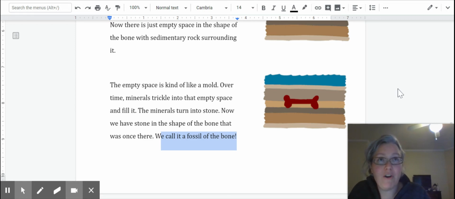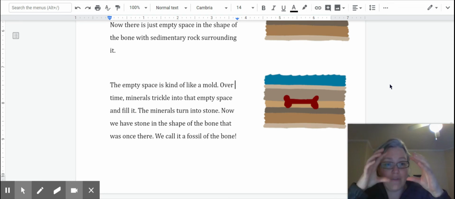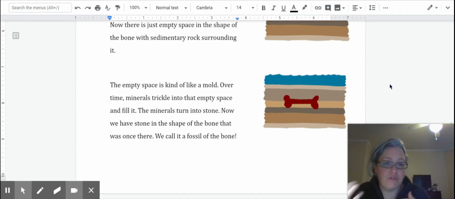Wow. So first there was the bone there, then sedimentary rock formed around it. Then the bone broke down, and so we had an empty space. And then the minerals filled it and made a different kind of rock than the sedimentary rock, because the minerals are, we saw, a different color, the shark tooth and the trilobite. And we see on here that the author made this a different color than the sedimentary rock around it. So it's a different kind of rock.